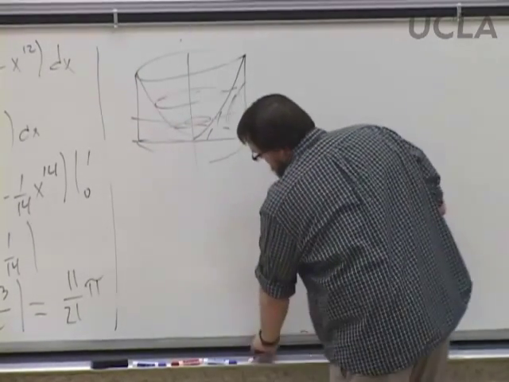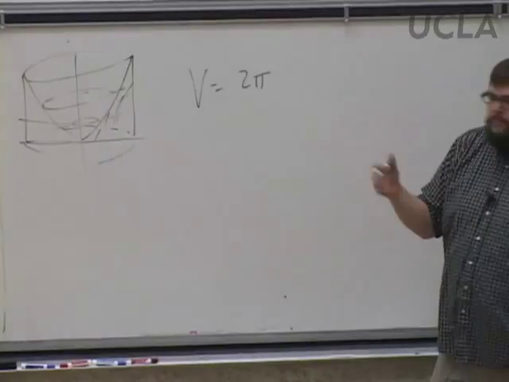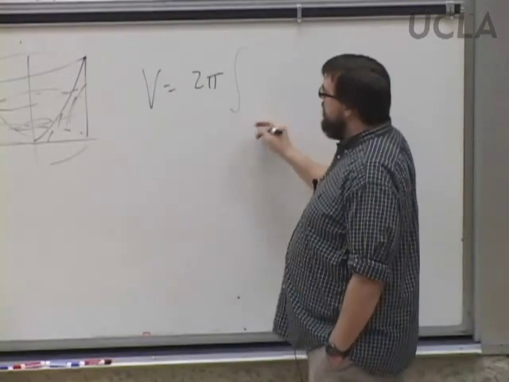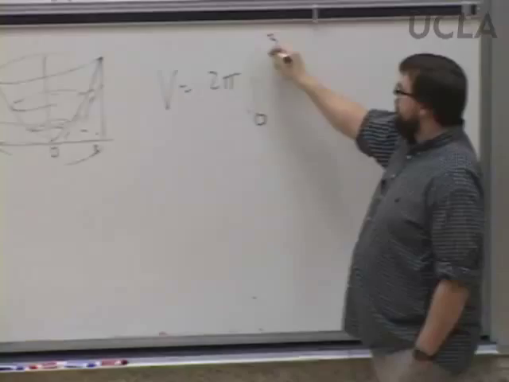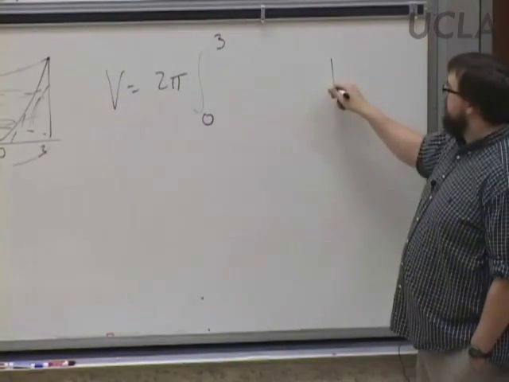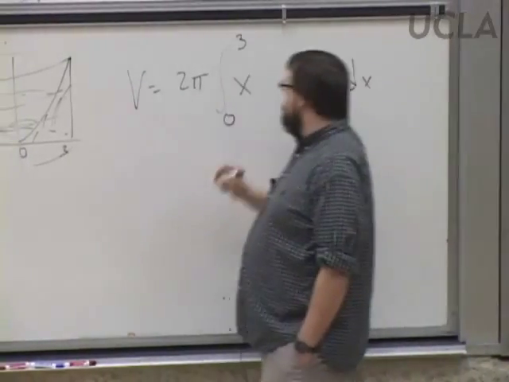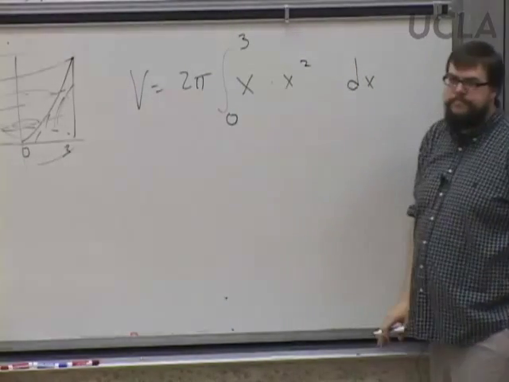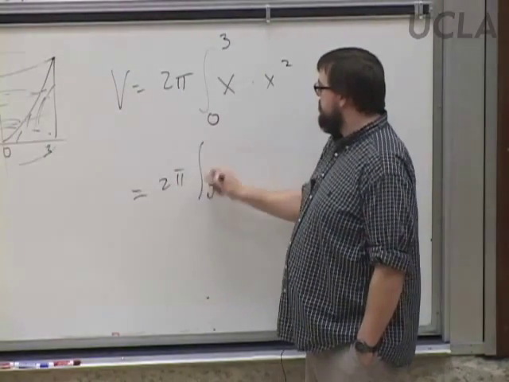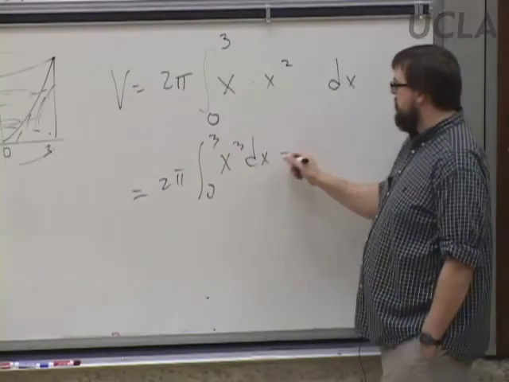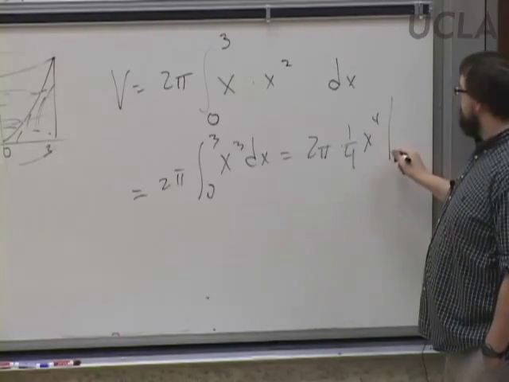So if we use the shell method, then the volume will be equal to 2 pi, and the 2 pi is a constant, so we might as well bring that out, times the integral from a to b, and now I'm integrating with respect to x. So instead of 0 to 3 where I integrate with respect to y, I can do 0 to 3. And then what do we integrate? Well, we integrate x, which is our radius, times our height, which is x squared. Okay? So this is 2 pi, integral 0 to 3, x cubed dx. This is 2 pi, 1/4 x to the 4th, evaluated from 0 to 3.